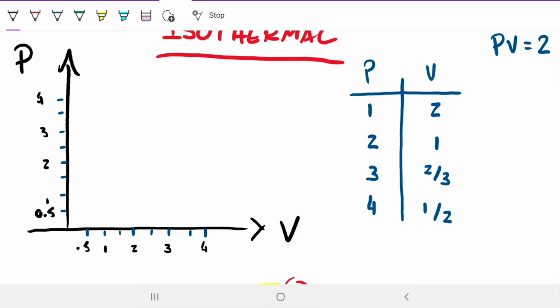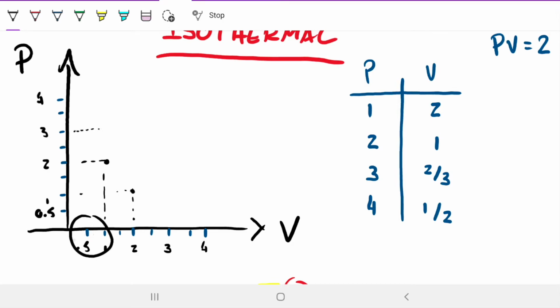When my pressure is 1, I'm going to have my volume being 2. So that's where they meet up. When my pressure is 2, this is going to be 1. So this is where they meet up. When my pressure is 3, 2/3. Okay, so when my pressure is 3 over here, I have 2/3.